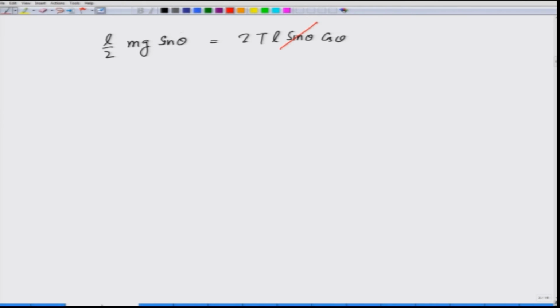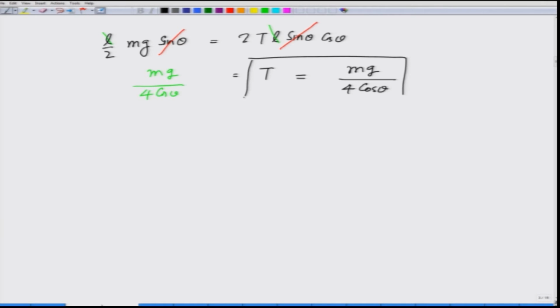Sine theta cancels. So, T comes out to be, or the L also cancels, L also cancels, T comes out to be mg over 4 cosine of theta. Let me write this in black, mg over 4 cosine of theta.